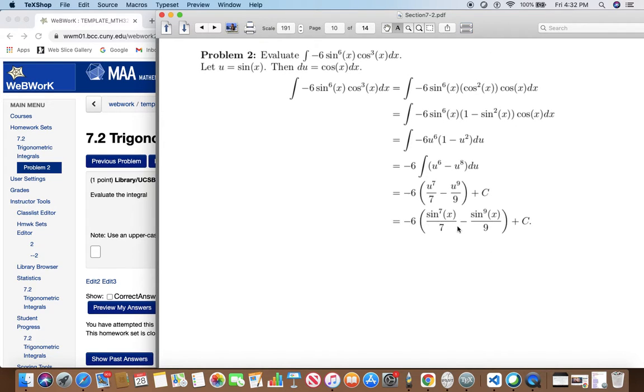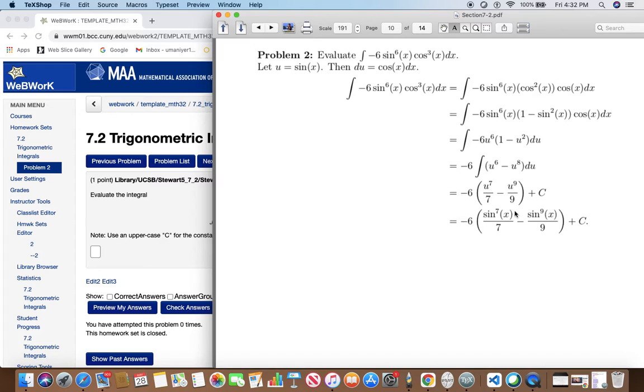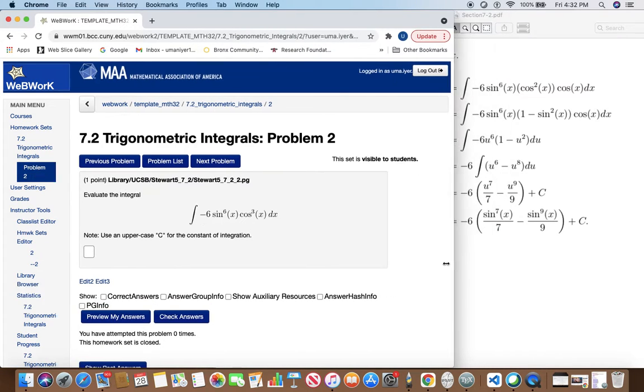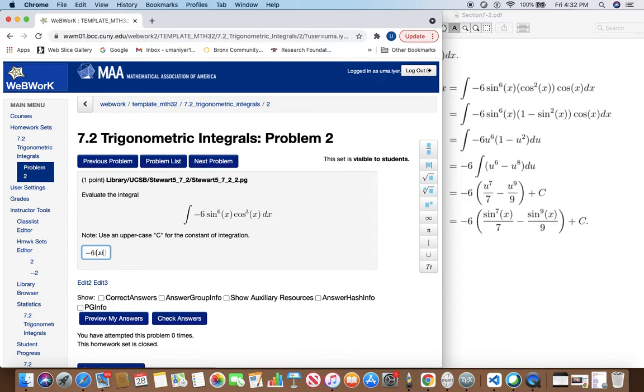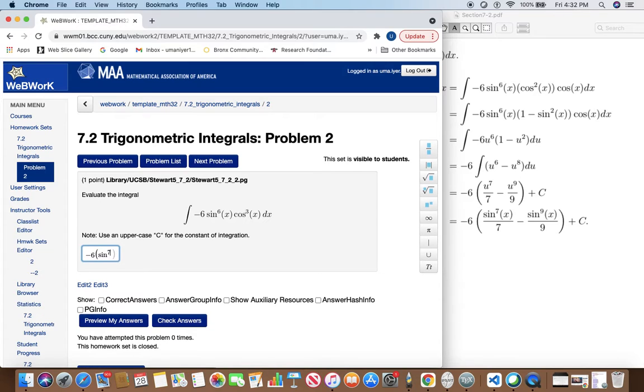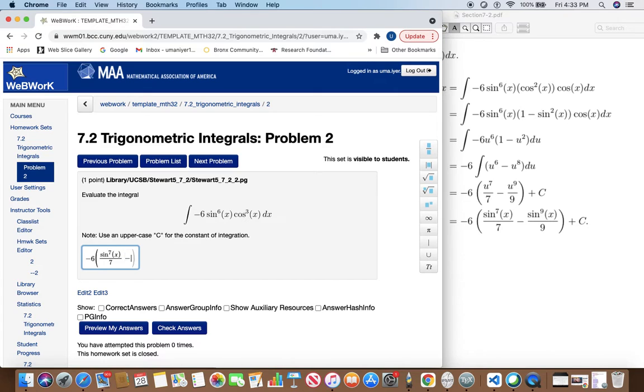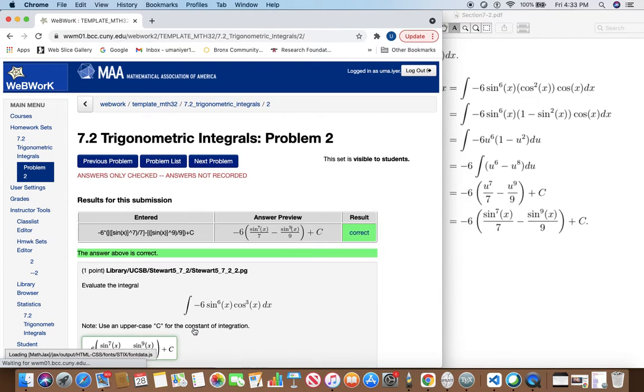So negative 6, resubstituting u equals sine x, we get negative 6. Let's type that in. And let's not forget parentheses. Sine 7th power of x by 7 minus sine 9th power of x by 9, and all of this plus a constant of integration. Okay, good.